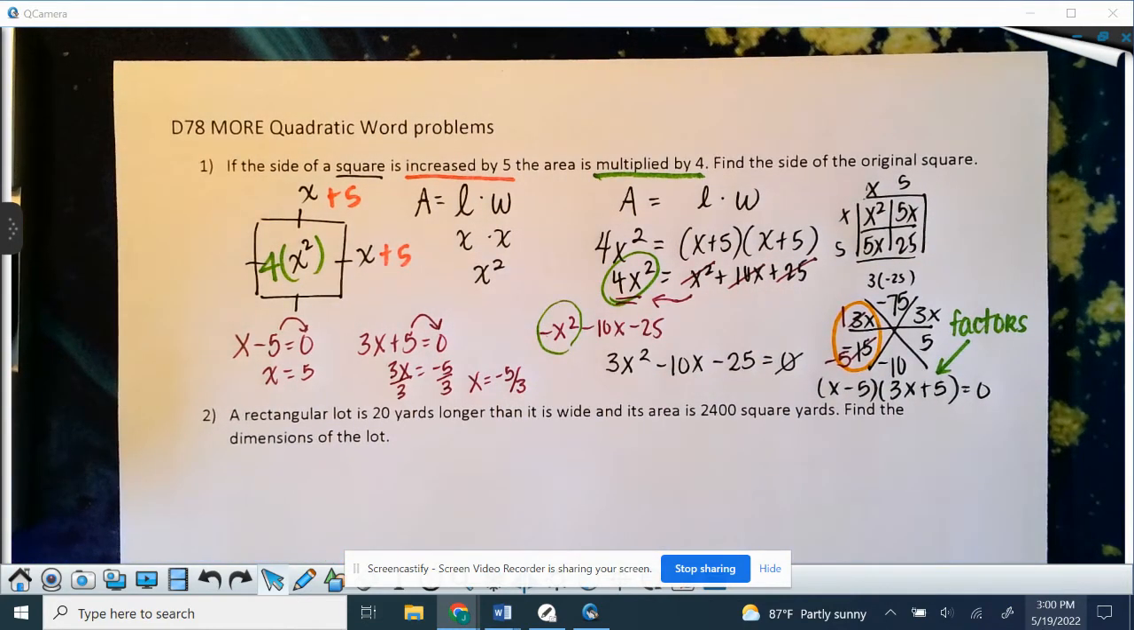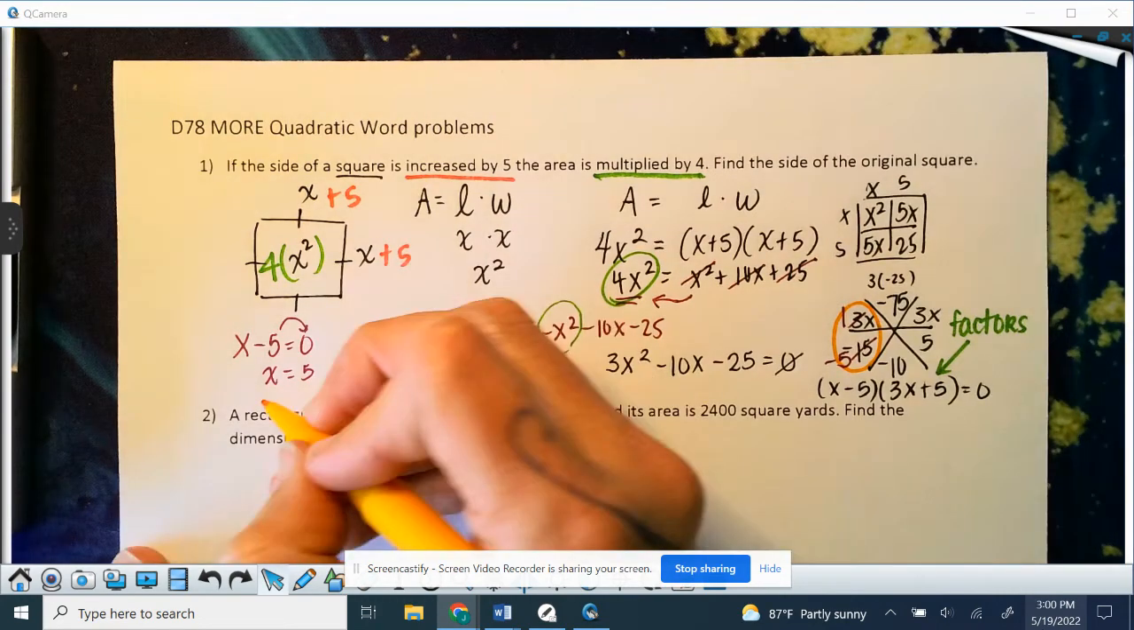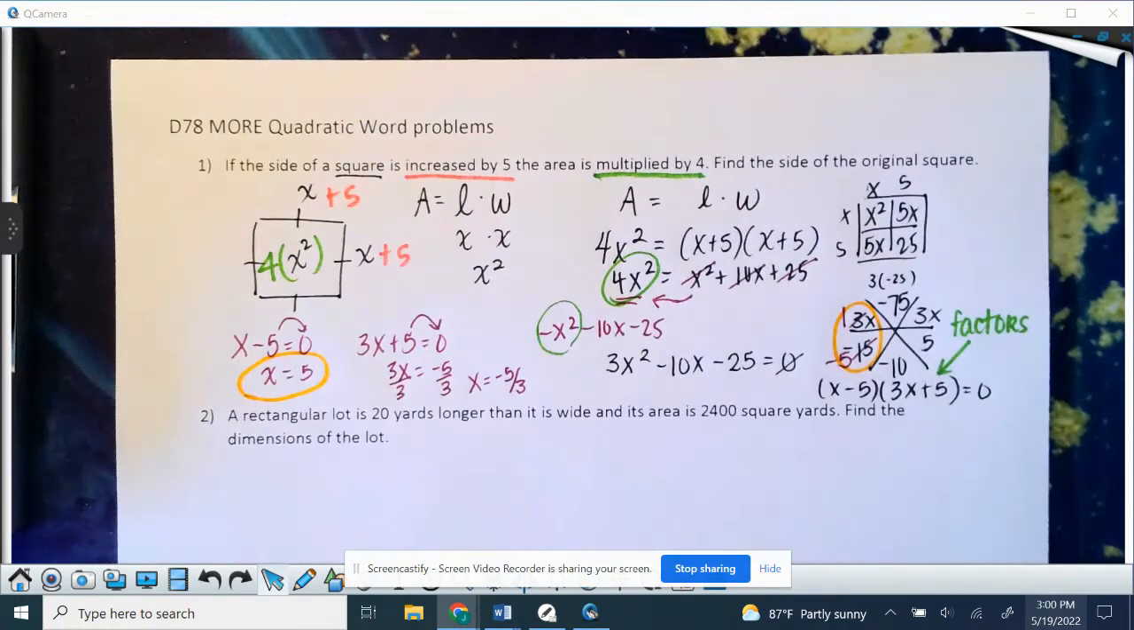Talking about side length of a square, we have a negative 5 over 3 and then a positive 5. Hopefully, we already know that we can't have a negative side length. So the side length of my square is going to be 5.